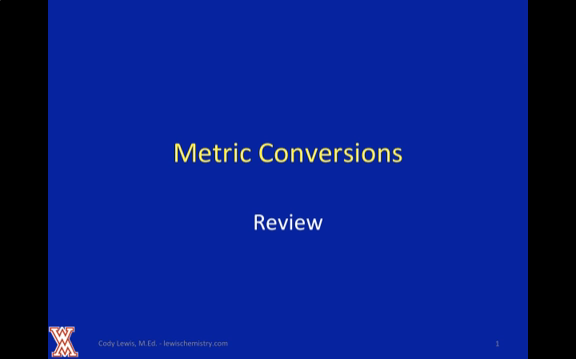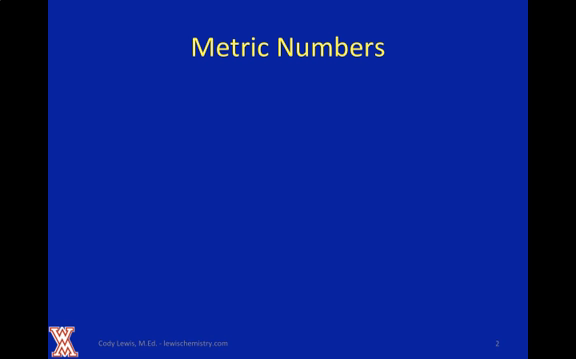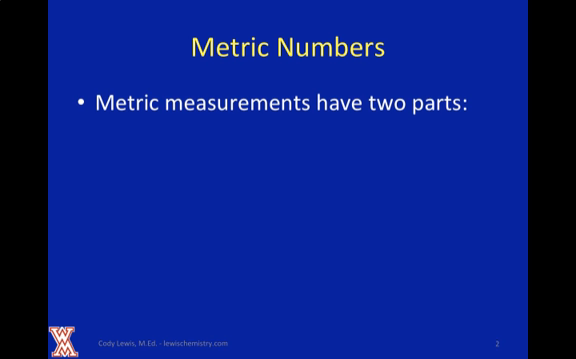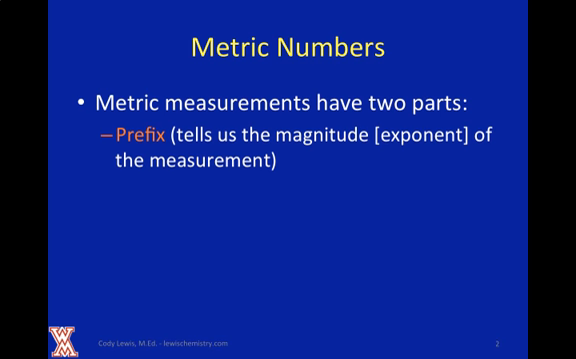Okay, let's review metric conversions. Just a brief overview of how to make metric conversions, a little bit of a reminder. The first thing we need to remember is that metric measurements have two parts. They have a prefix, which tells us the magnitude of the element, prefixes like milli, centi, mega, kilo, nano, pico, things like that.